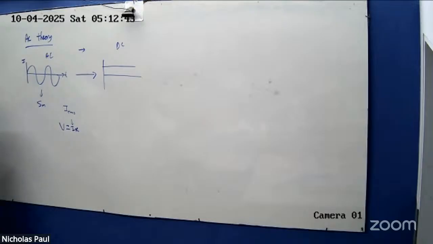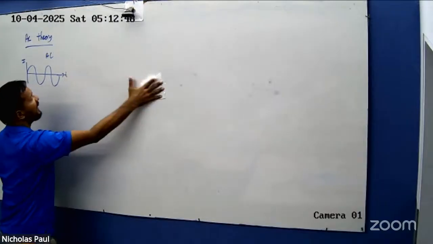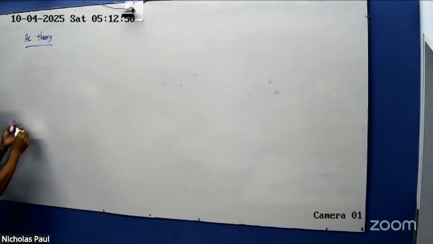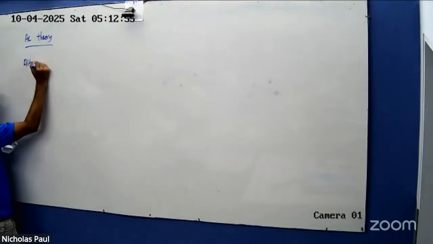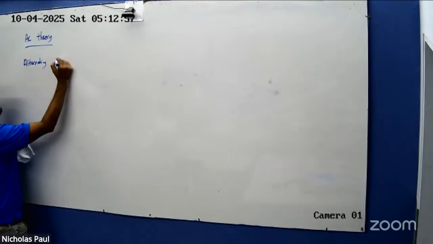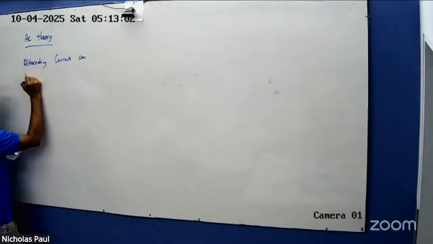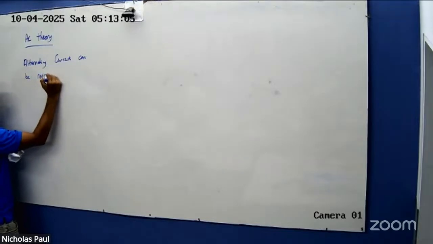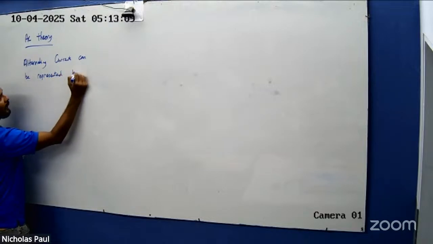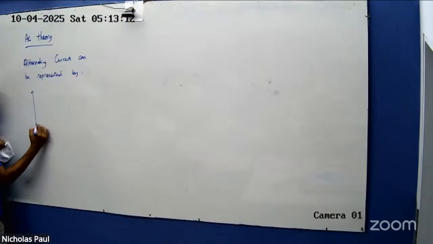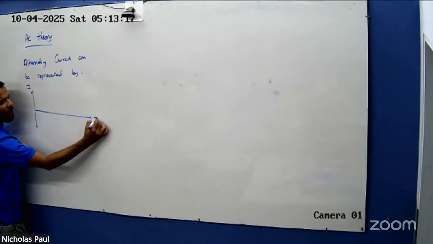So if the AC, alternating currents, can be represented by the following sine graph. On the sine graph, we have current and we have time.